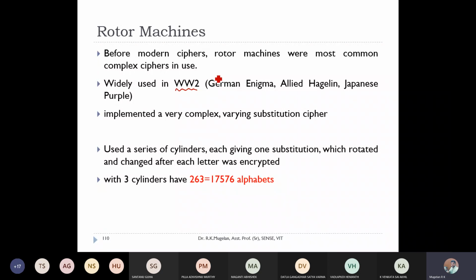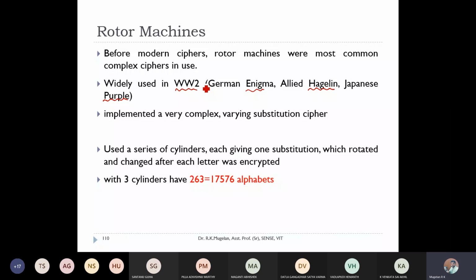So Germans called these rotor machines by the name Enigma, and Allied forces called them Hagelin, and Japanese had their own rotor machine named Total. Okay. So it is an electromechanical device.